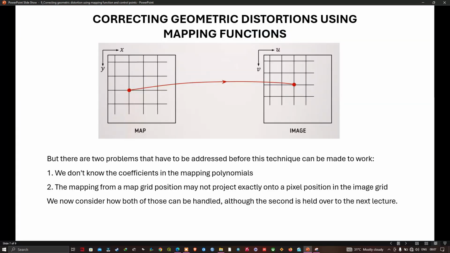So there are now two important matters to be considered before the method is workable. The first is how to determine the unknown coefficients in the mapping polynomials, and I said earlier that involves the use of control points. The second practical matter is that the mapping from a map grid position using the polynomials may not project exactly onto a pixel position in the image grid. That will form the focus of our next video.